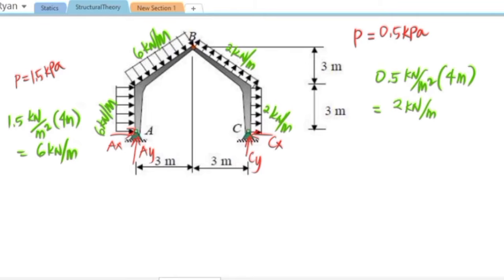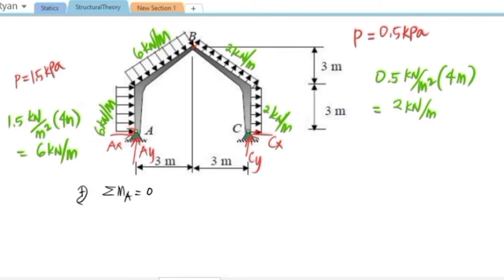Now, in order for us to solve for the value of the AY, what we have to do is to summate moment at point C, and in solving the value of the CY, we have to summate moment at point A. So, si CY na lang isosolve natin. Summation of moment at point A is equal to 0, taking the clockwise direction as positive.